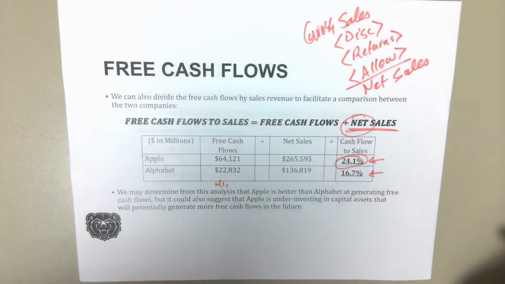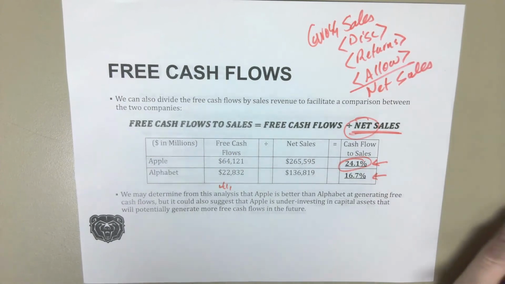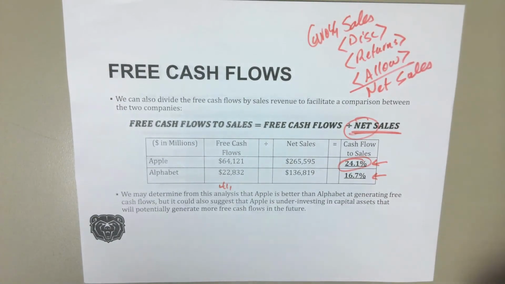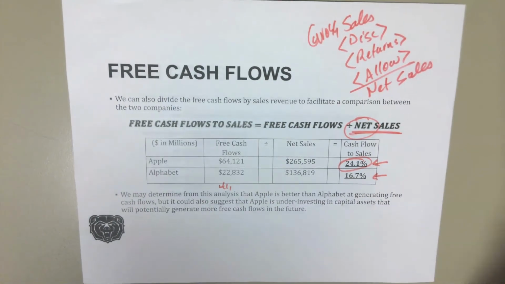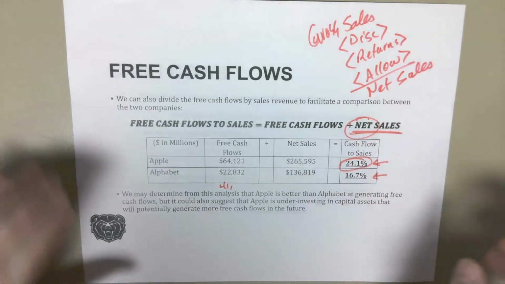So that's one way to look at it. Maybe Alphabet's investing appropriately in those capital assets. It also means they've got cash just sitting around. For every dollar in sales they make, they've got 24 cents in cash just sitting around, not making any money. And anybody in finance is going to tell you, you want to have your money working for you. You want to be building wealth on your money. You want your money making money, okay? So you don't want it just sitting around.